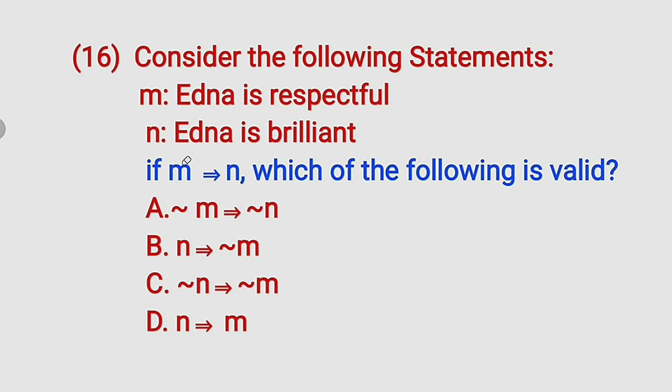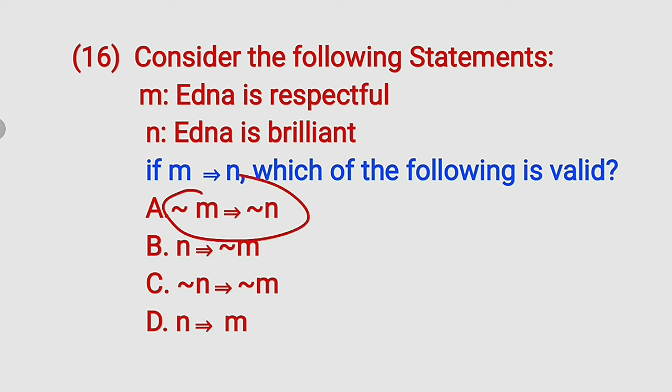But we are given a conditional statement here, which reads, if M, then N, which implies that if Edna is respectful, then she is brilliant. This is a conditional statement, and you should know that a conditional statement can also be true or false. All right. Which of the following is valid? Validity here means which one among these four options agrees with the initial statement or conditional statement here. All right, let's go through them.